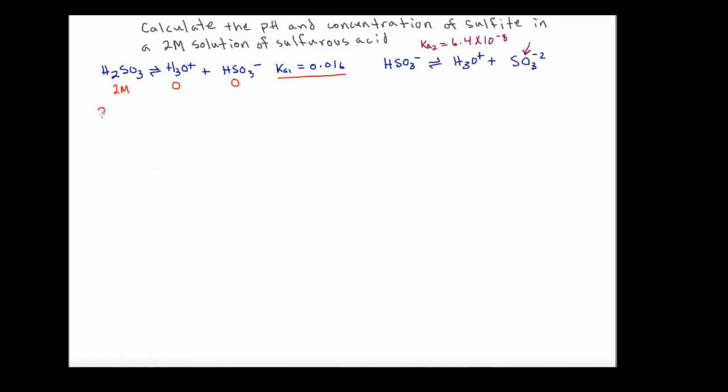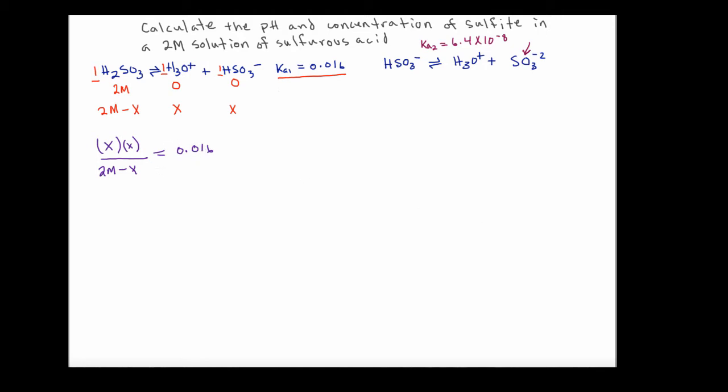And in that process, our 2 molar is going to decrease by X based on the stoichiometry of the reaction. The hydronium will be produced by X, and the hydrogen sulfite will also be produced by the same amount, since there's a coefficient of 1 in both cases here. Now our equilibrium expression for this is going to be X times X over 2 molar minus X, and the whole thing is equal to the equilibrium constant, which is 0.016.